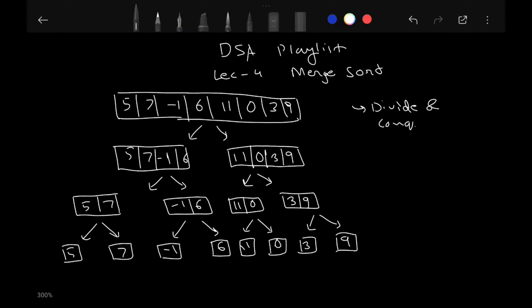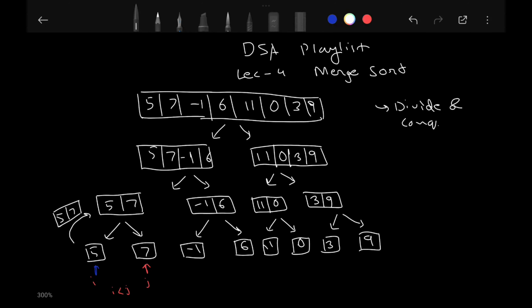Suppose there are two pointers, an i pointer and a j pointer. Then i and j are compared: if i is less than j, then put i first and then j after that. So what does it return? It returns 5 and 7 as a merged array. I hope it's clear to you guys.